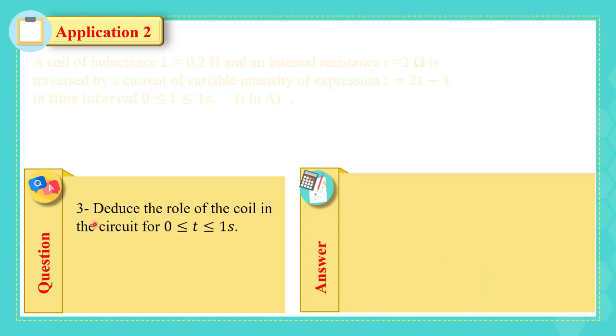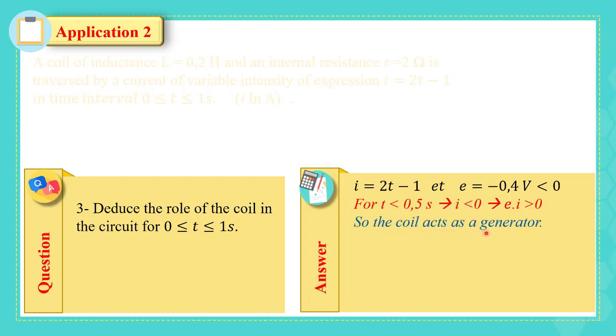Part 3. Deduce the role of the coil in the circuit for t between 0 and 1 seconds. Since I equals 2t minus 1 and E equals minus 0.4 volt, for t less than 0.5 seconds, I will be negative. So E times I is positive, and in this case the coil acts as a generator. While between 0.5 and 1 seconds, I is positive. So E times I is less than 0, and in this case the coil acts as a receiver.